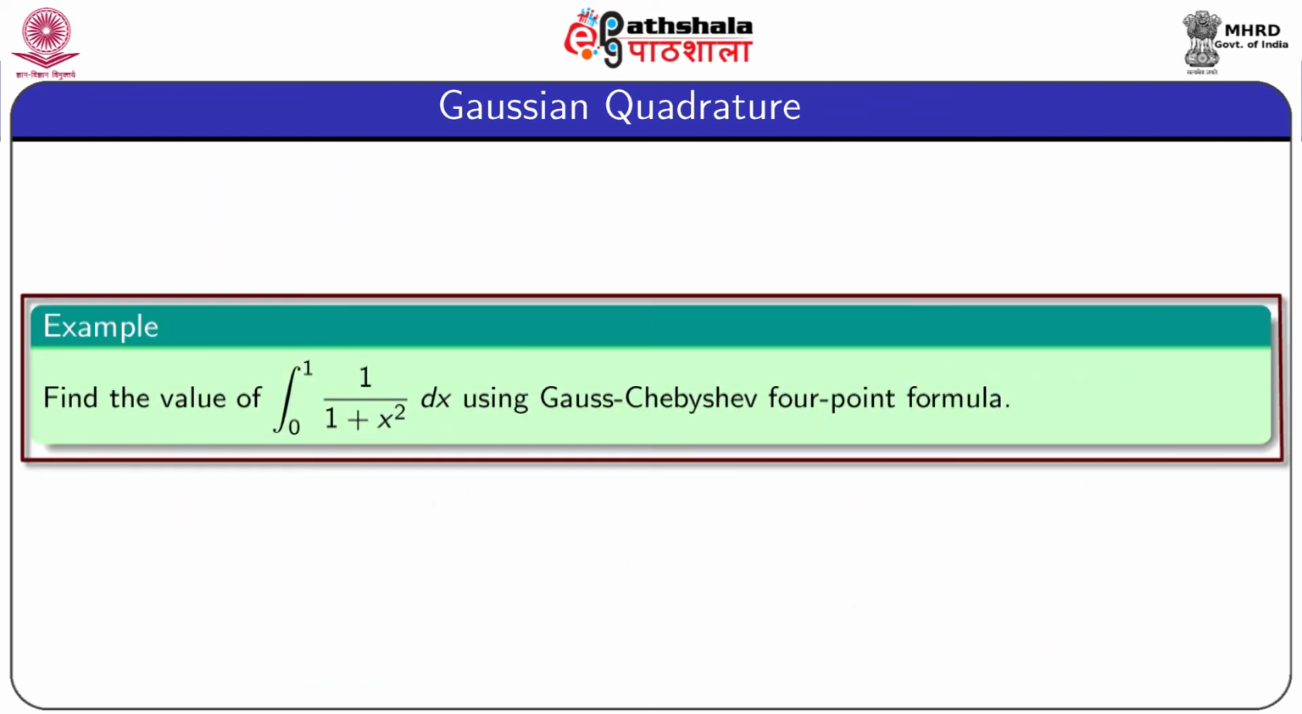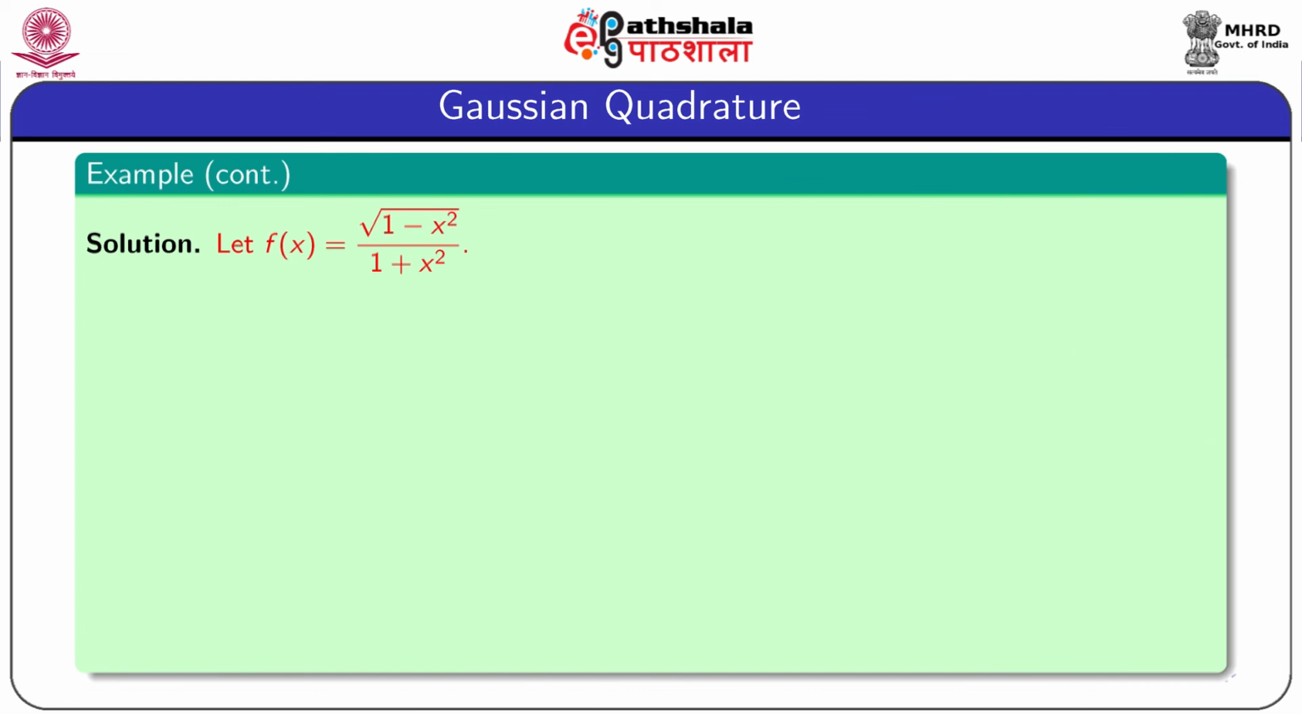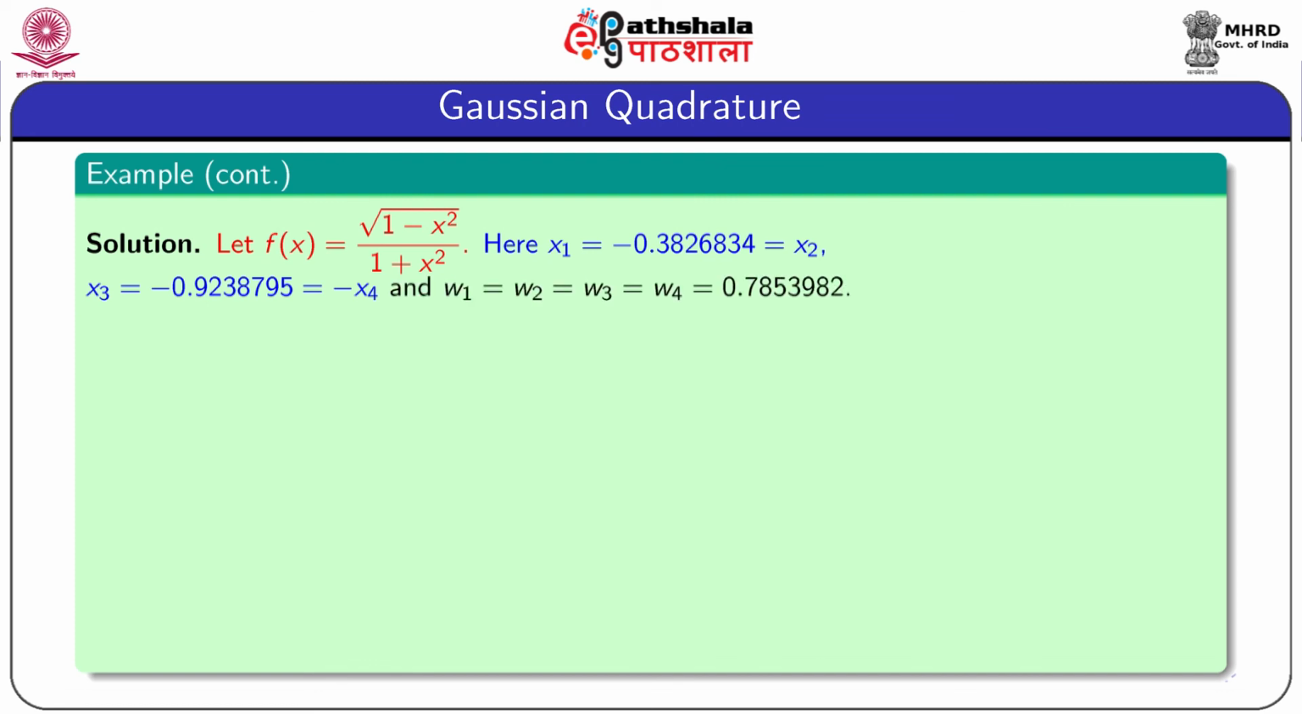Now we calculate the integration from 0 to 1 of 1 by 1 plus x squared dx by the Gauss-Chebyshev 4-point quadrature formula. For this, let f(x) equal to root over 1 minus x squared, the reciprocal of the weight function, by 1 plus x squared. For this case, that means for n equal to 4, x1 equal to minus 0.3826834, which is equal to x2, and x3 equal to minus 0.9238795, which is equal to minus x4, and w1 to w4 are equal, and these values are nothing but pi by 4.